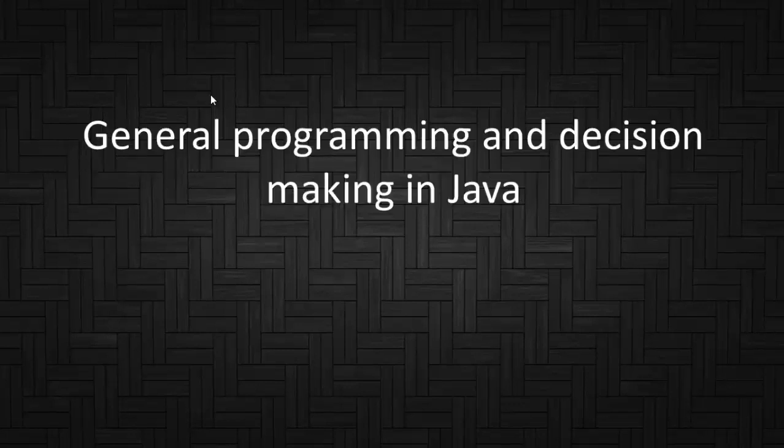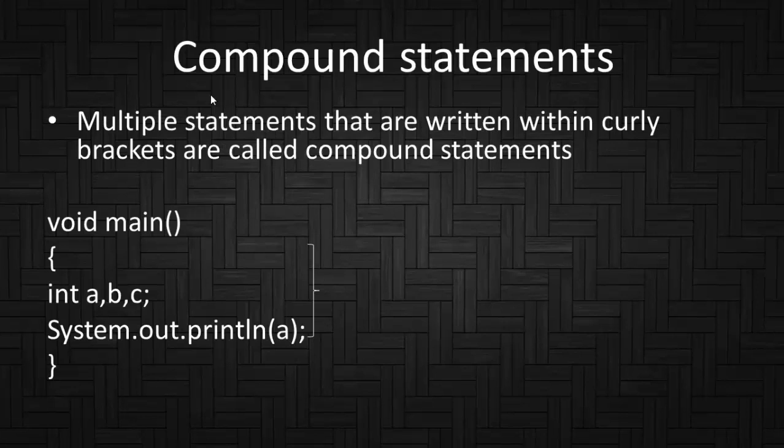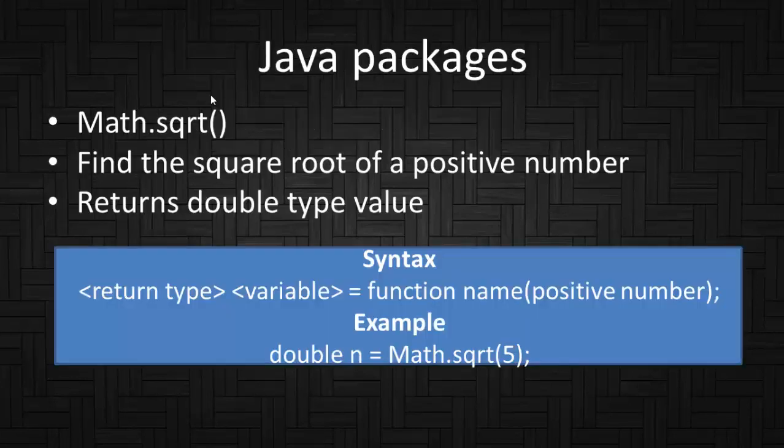Decision making in Java. General programming and decision making in Java. What are compound statements? Multiple statements that are written within curly brackets are called compound statements. Example: void main, int a, b, c, System.out.println(a). So here the compound statements are between the int a, b, c and the System.out.println statements.